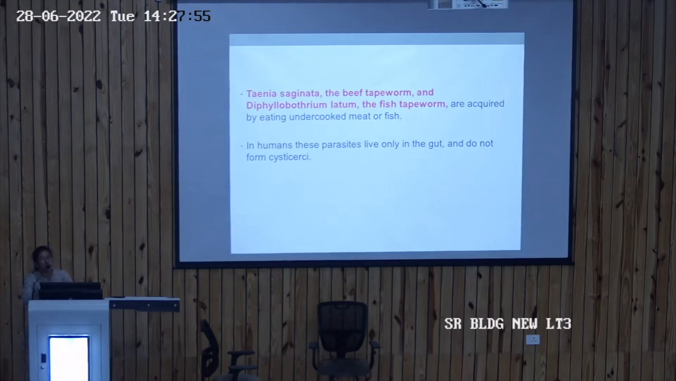Taenia solium causes cysticercosis. Taenia saginata is a beef tapeworm, and Diphyllobothrium latum is a fish tapeworm. These are acquired by eating undercooked meat or fish. In humans, these parasites live only in the gut and they do not form cysticerci.